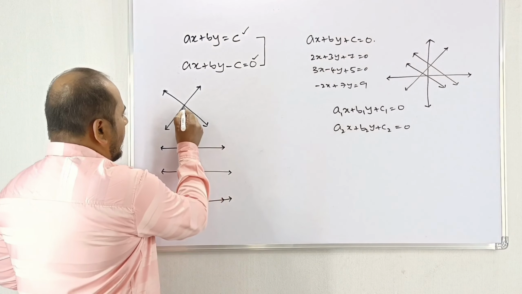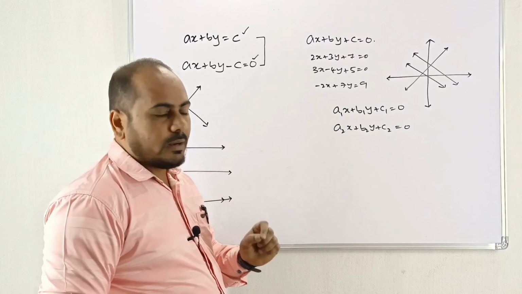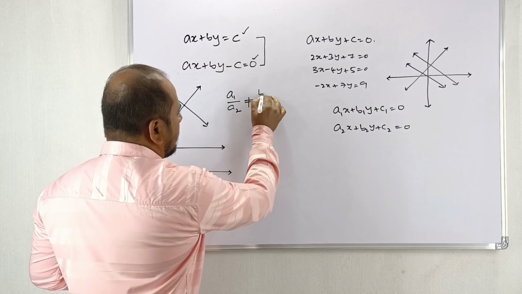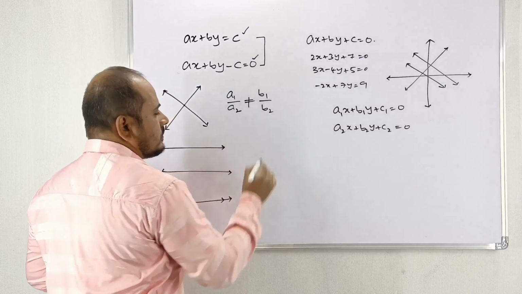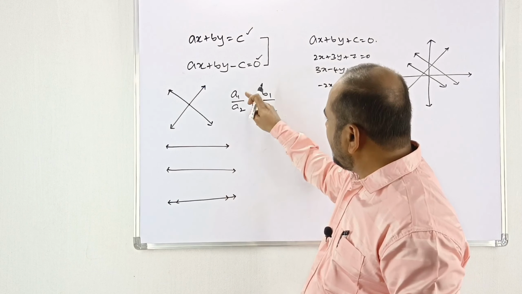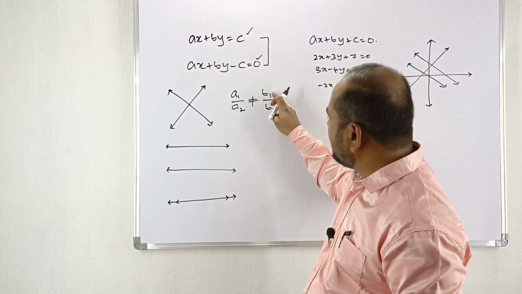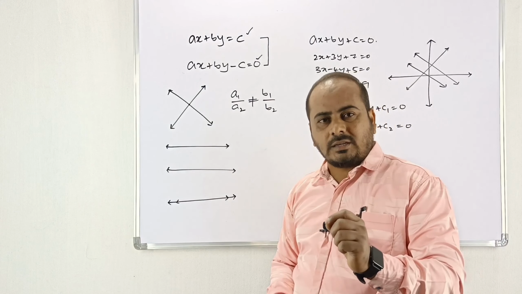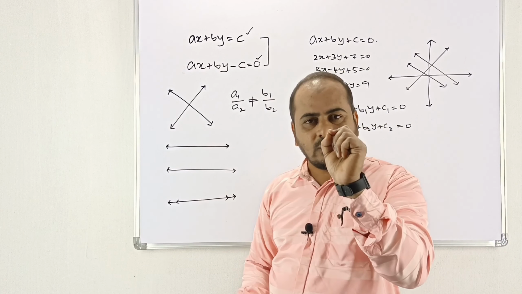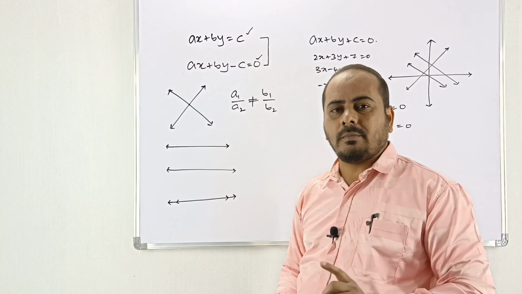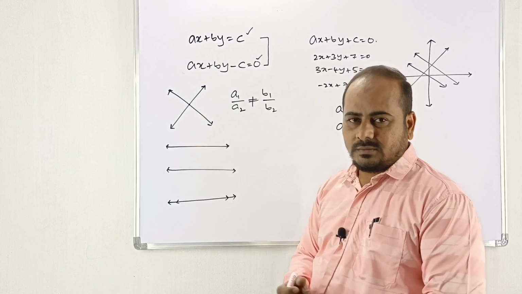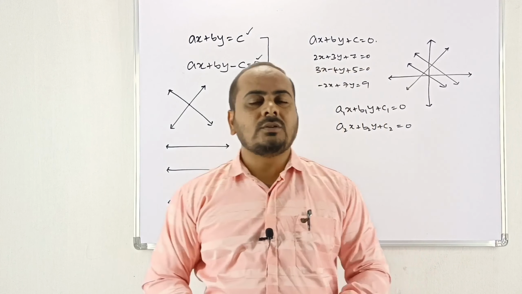Now, when two lines are intersecting at one point, that we shall take here, a1 by a2 is not equal to b1 by b2. This is the formula, my dear, and we can consider it as a condition. a1 by a2 is not equal to b1 by b2. In this condition, the two lines will must be intersecting at one point only. That you remember. And we get only one common solution in this. So in examination, in objective, he may ask one question.